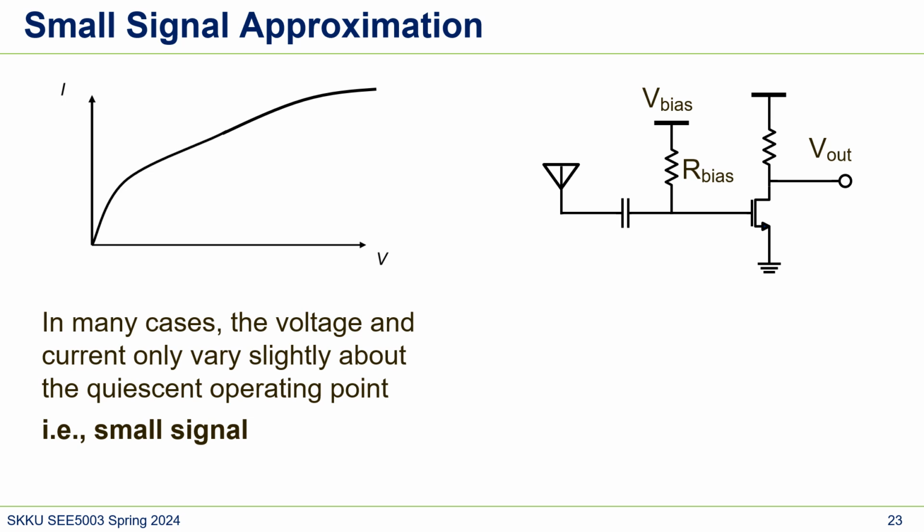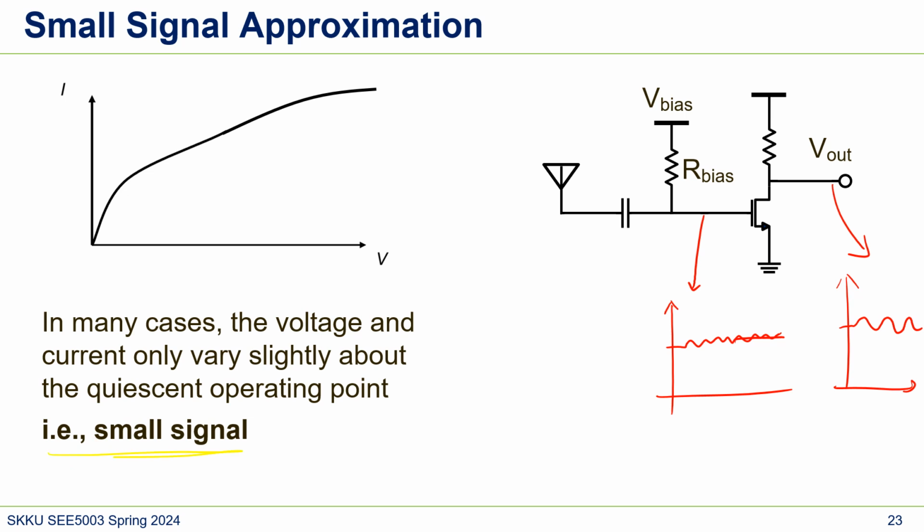This kind of analysis process is what we call small signal approximation. As I said, in many cases for analog circuits, the voltage and current only vary slightly. This point is just operating like this, and this point is also operating here. So we only have a small signal variation, but we have a large operating DC point. So that's why we call what we're doing small signal.